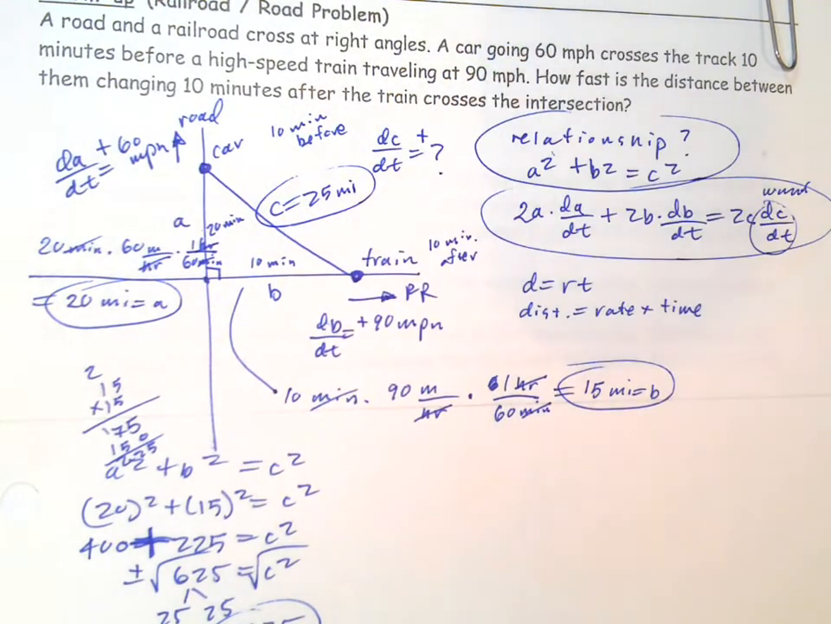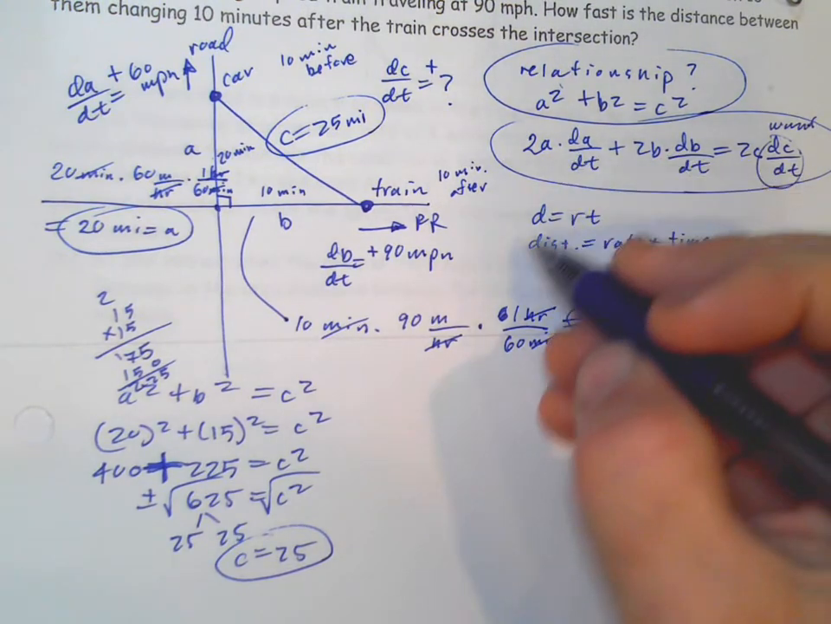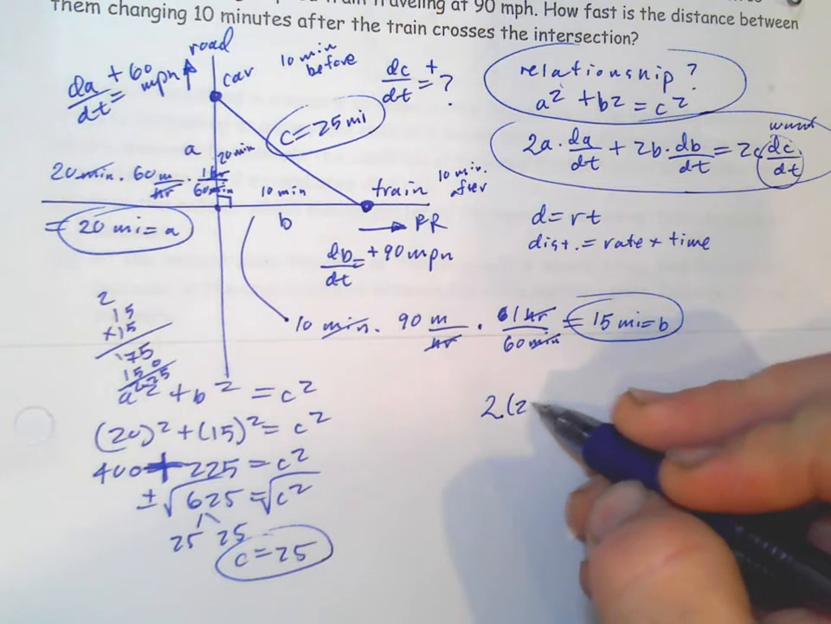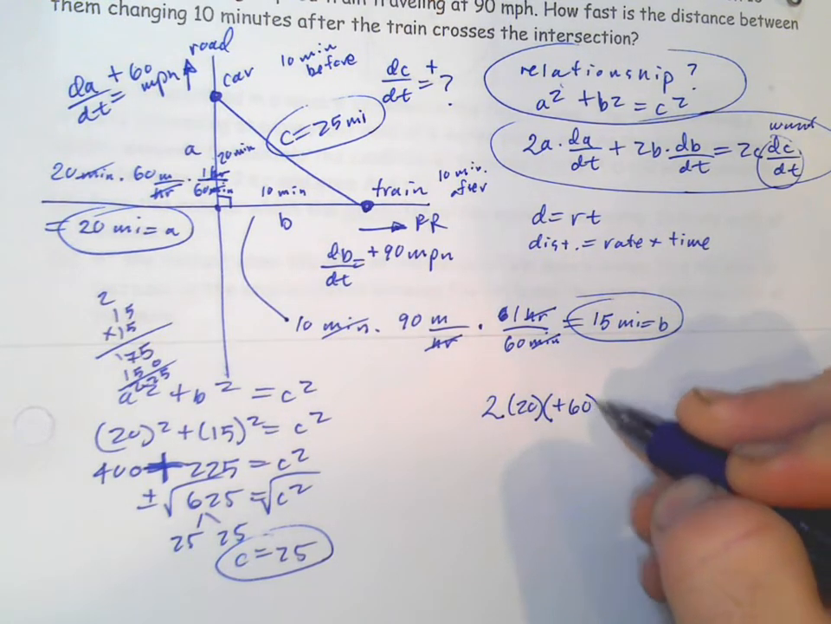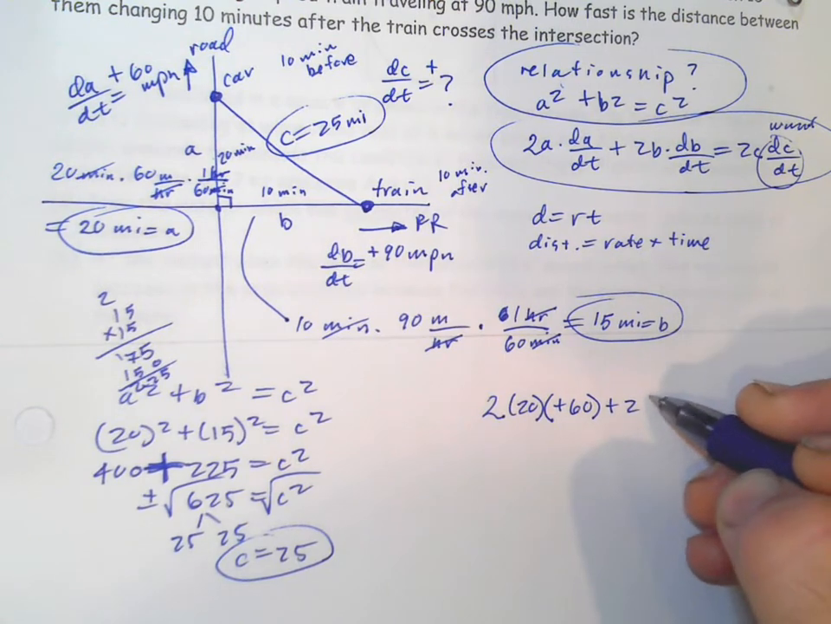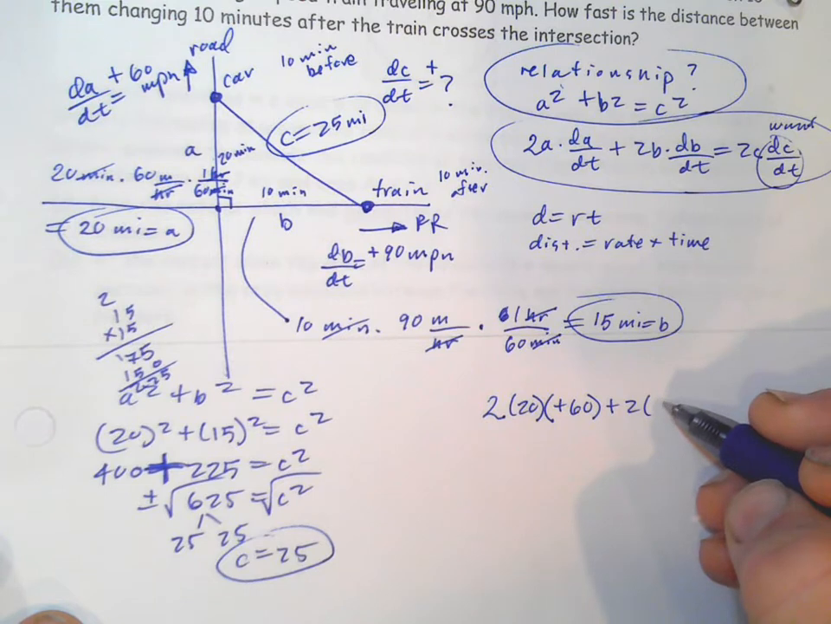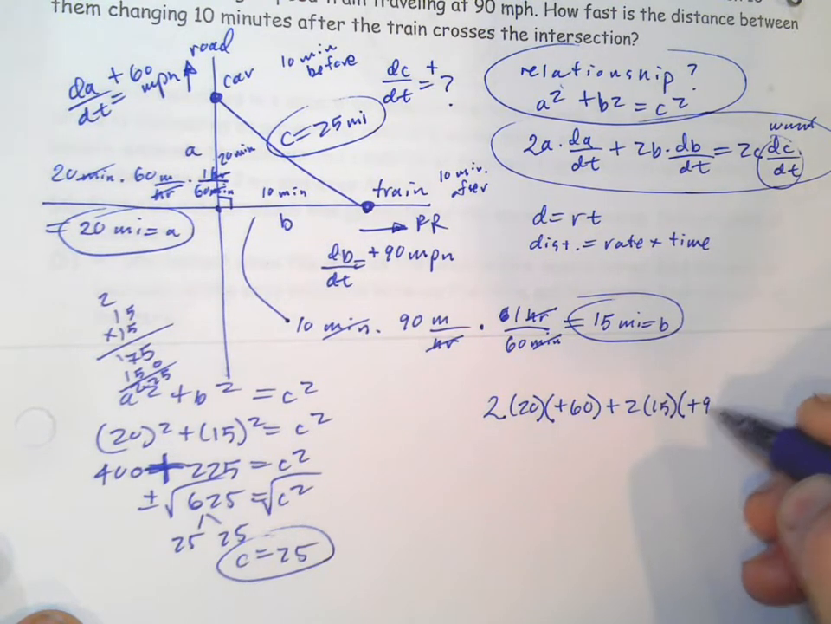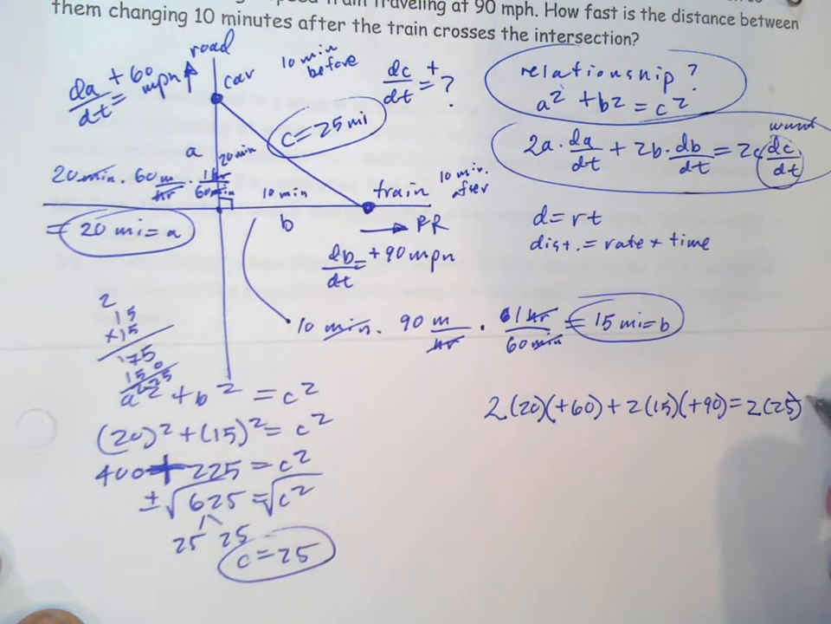It's changing. So now we have all these values, and we can plug them back into here. So 2 times A, which was 20, dA/dt was positive 60. Again, I'm always super sensitive about positives and negatives for the rates because it's so easy to mess up. B was 15, and dB/dt was positive 90, and C was 25, and dC/dt is what we're looking for.